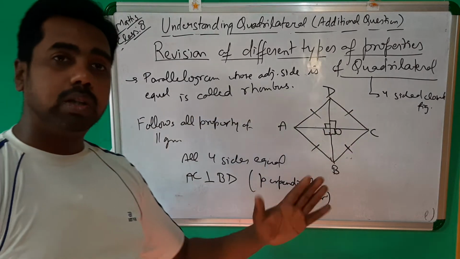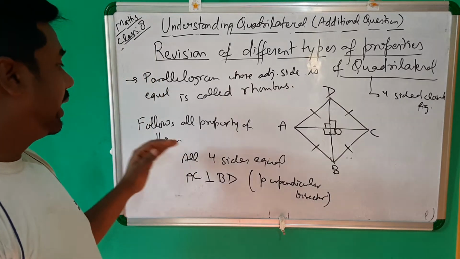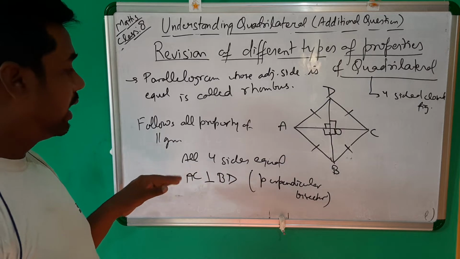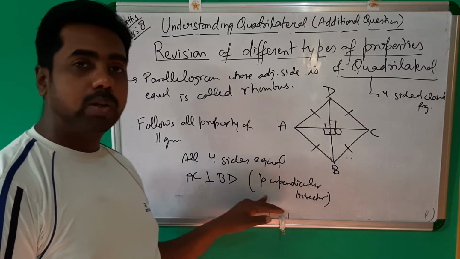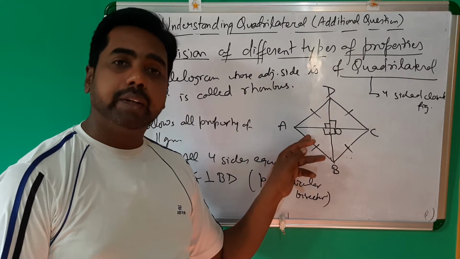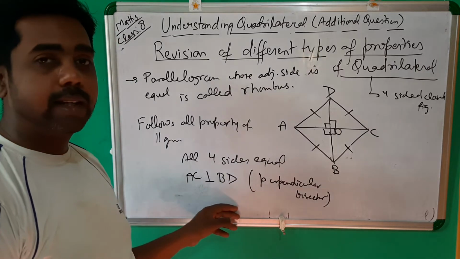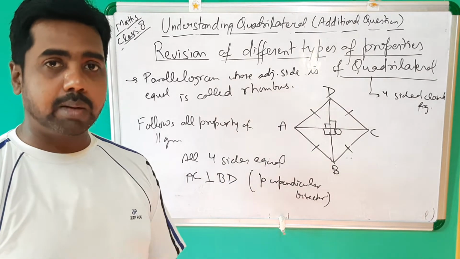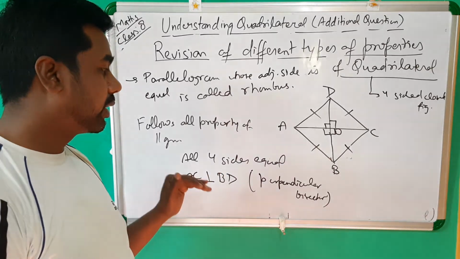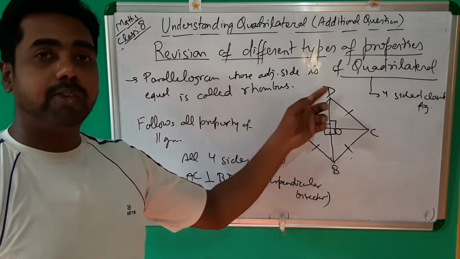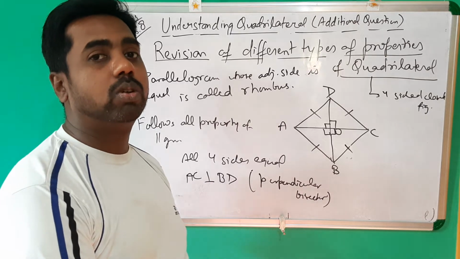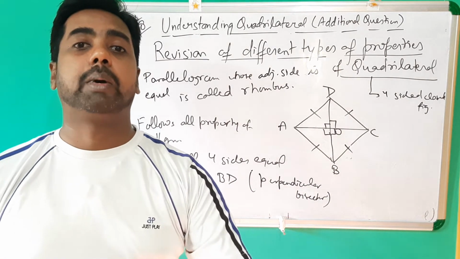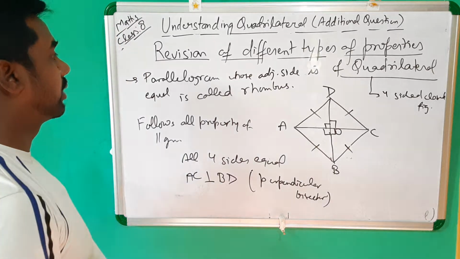Rhombus also follows all the properties of a parallelogram. Here, due to adjacent sides equal, which makes all four sides equal, the special property includes that the diagonals bisect at 90 degrees, which means that diagonals are perpendicular bisectors. Although the diagonals bisect each other, here also, as in a rhombus, they bisect at 90 degrees. So diagonals of a rhombus are called perpendicular bisectors.